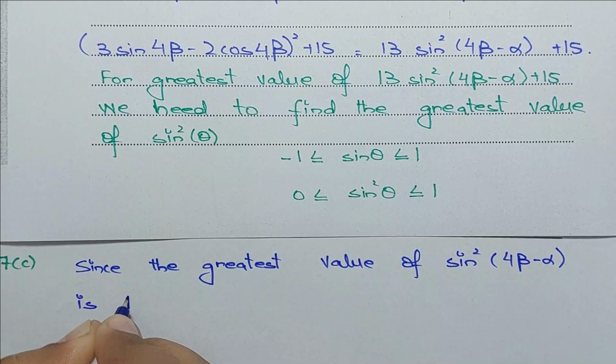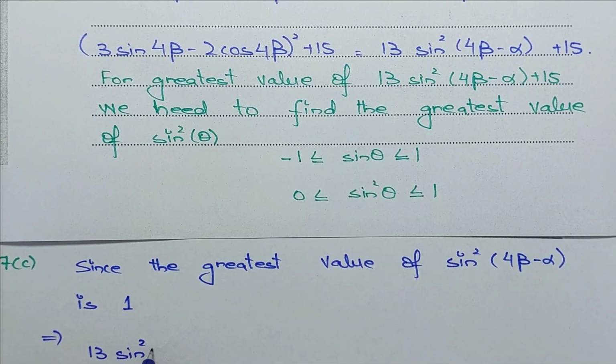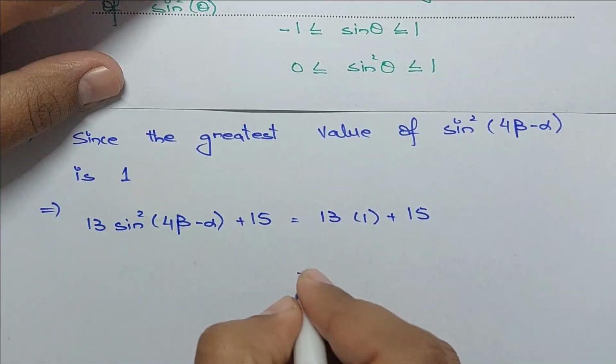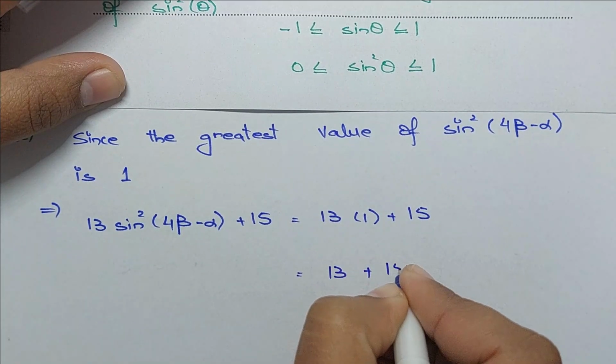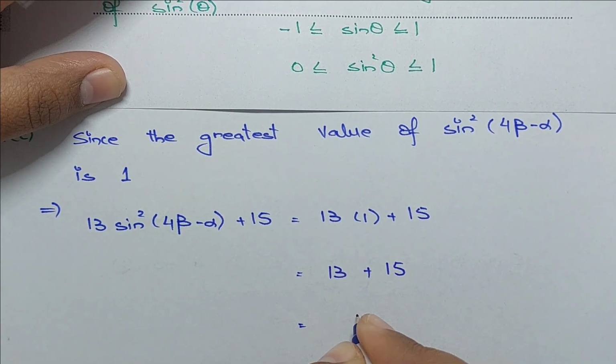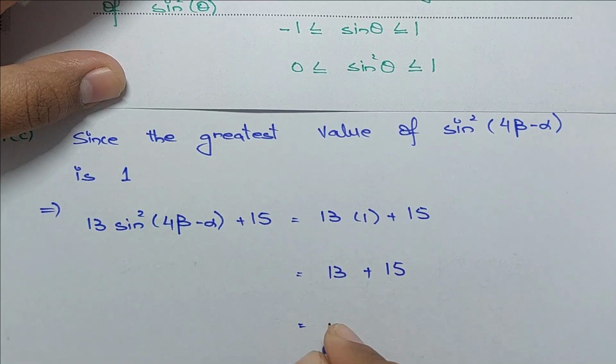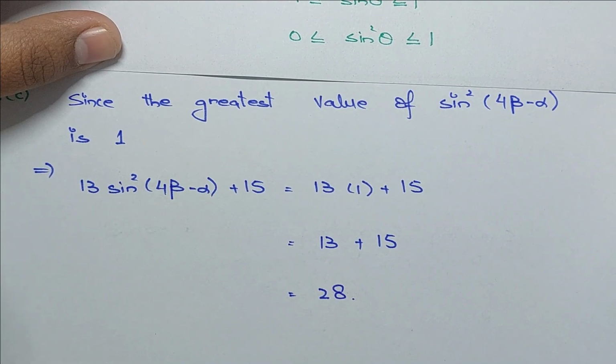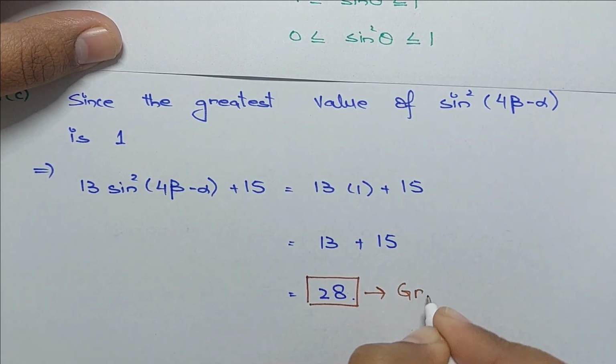This implies 13 sine squared of 4 beta minus alpha plus 15 would be equal to 13 times 1 plus 15, right? And 13 times 1 is just 13, and 13 plus 15 is 28. So 28 is the greatest value, right? This 28 is the greatest value.